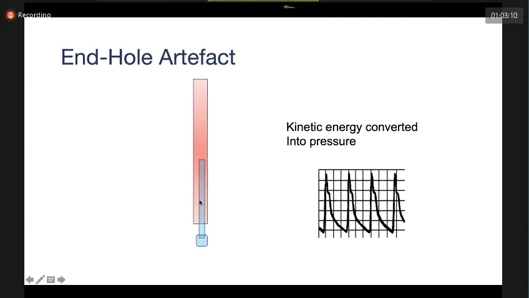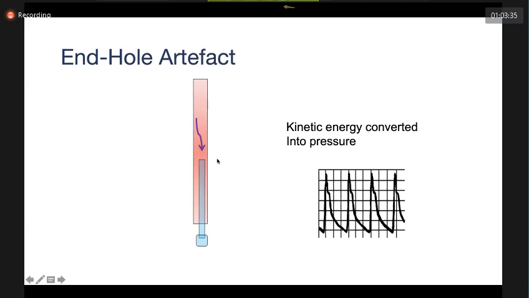Why? The blood which is coming directly from the left ventricle will have a pressure. In the beginning of my talk, in the first slide, I told you about kinetic energy and hydrostatic energy. The kinetic energy which is coming from the left ventricle directly will go and hit the end hole of the catheter.